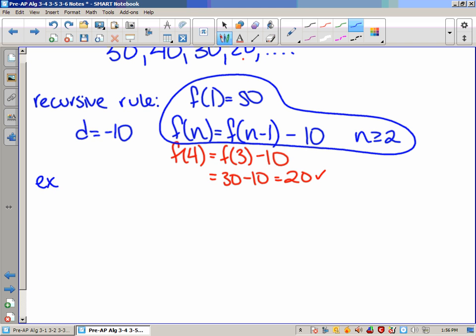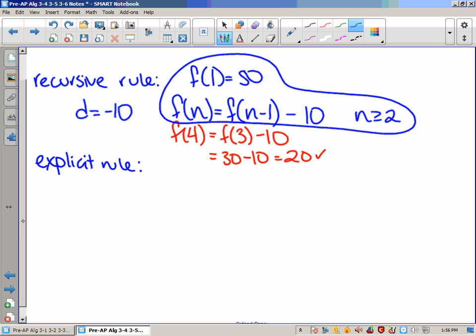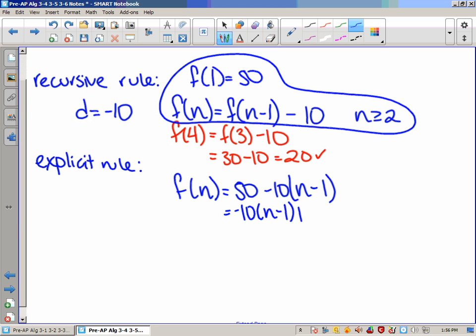For my explicit rule, I need my common difference and I need my initial term. My initial term is 50. My common difference is negative 10. And I multiply that by my position number minus 1. Now, I could have written 50 plus negative 10, or I could have also written it this way. Either way is fine. Okay?